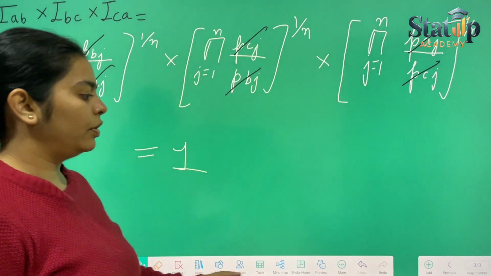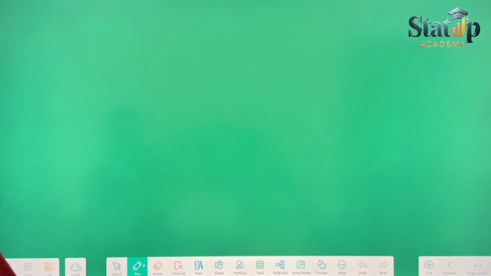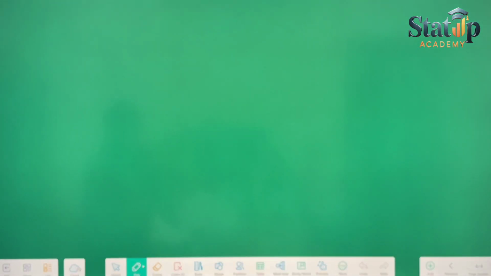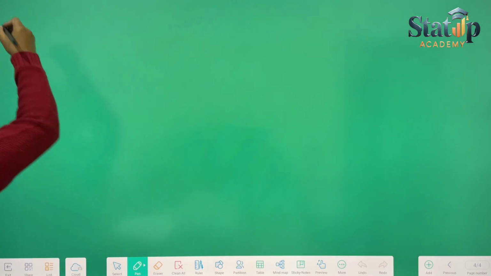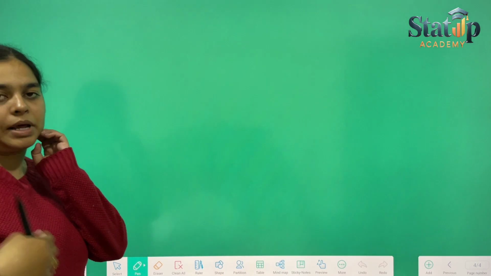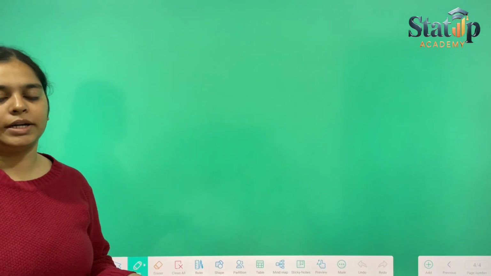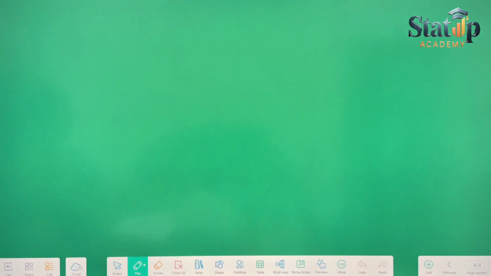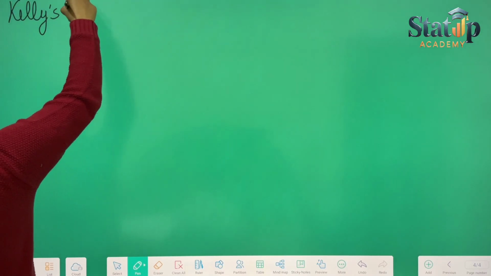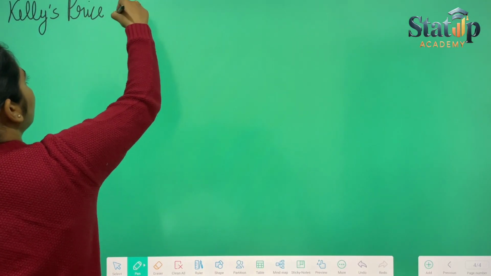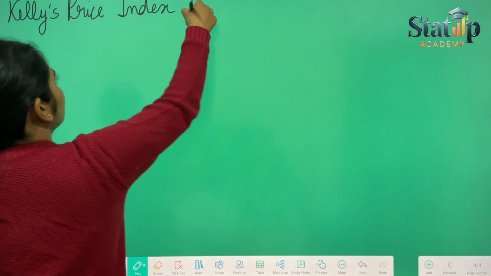Okay. Now moving forward to the next kind of index number. This was geometric mean price index number. The same thing you can do for quantity index number. Now we are taking Kelly's price index number. The second one is Kelly's price index number.